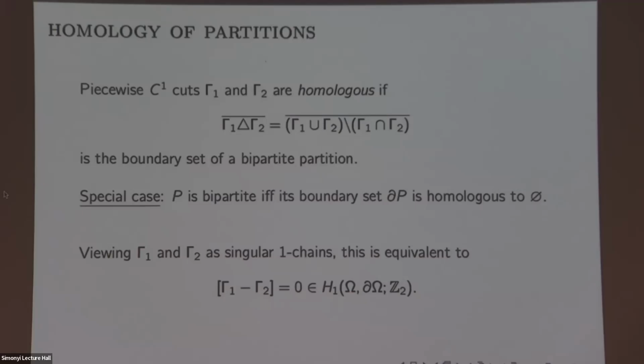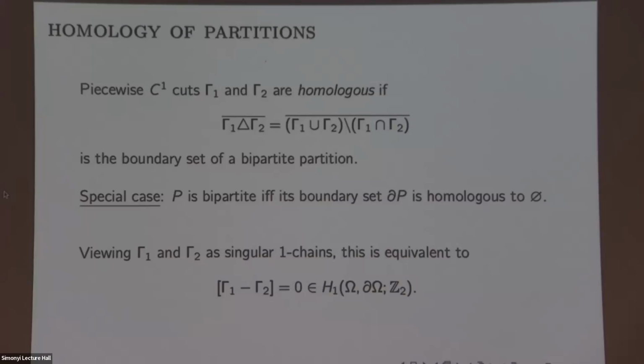And so for that, we introduce this notion of homology of partitions, or maybe more accurately, homology of these cut sets gamma. So if I have 2 of these cuts gamma, so these piecewise C1 collections of curves, I'm going to say that they're homologous if their symmetric difference, or the closure of their symmetric difference, is the boundary set of a bipartite partition.